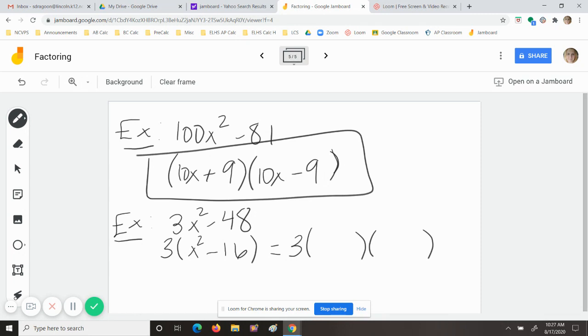Now, let's factor our difference of squares. Square root of x squared is x. Square root of 16 is 4. One time we add, one time we subtract. So the factored form of this one is 3 times x plus 4 times x minus 4.